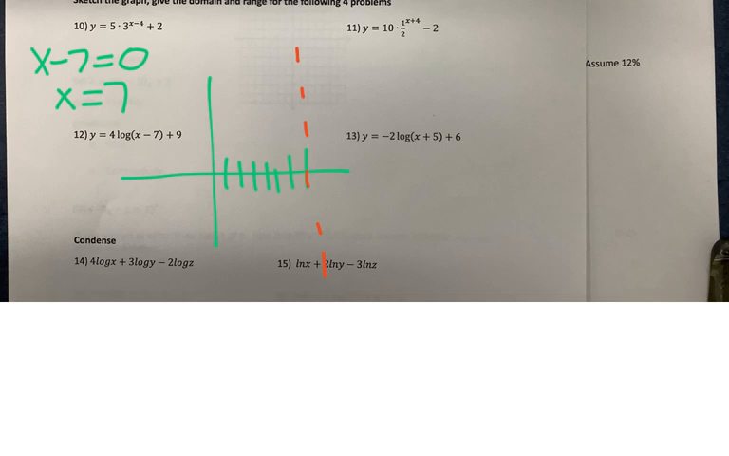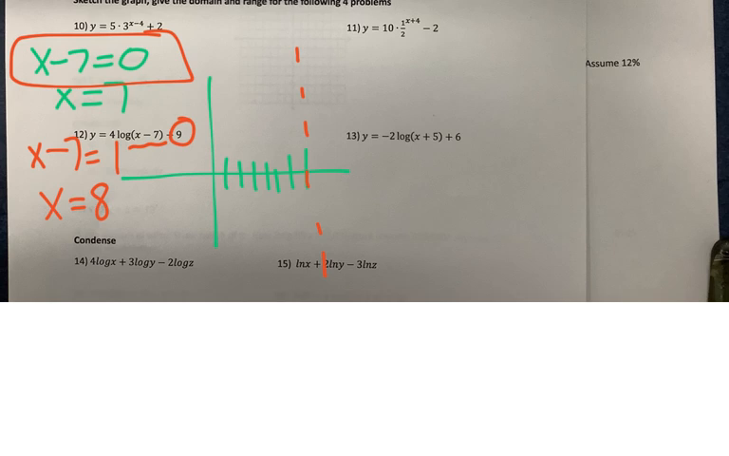You set that equal to 0 for the vertical asymptote. You set the inside equal to 1 to find out where the locator point is. So if you solve that, you get x equals 8. Now if I plug 8 into this, I'm going to get log of 1, which is 0. And that's the whole idea. So my other part of the locator point is the 9. So 8, 9. And then there's no reflection here. So we're going to start at the bottom and we're going to go up.